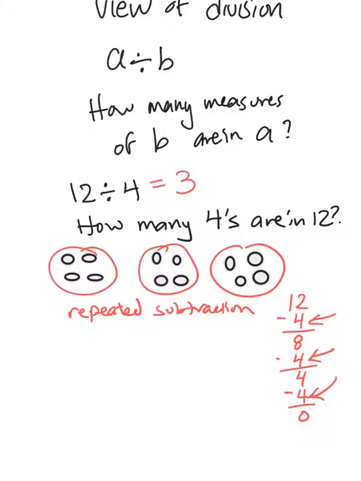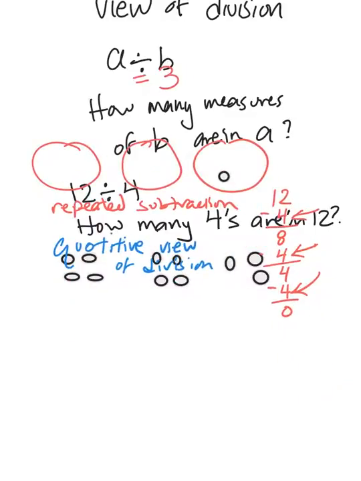It also has another name that I will not ever use called the quotative view of division. And I'm just telling you that because to say all of these things mean the same thing. I am probably going to either call it measurement division or the measurement view of division. And sometimes our book and I will call it the repeated subtraction view of division.